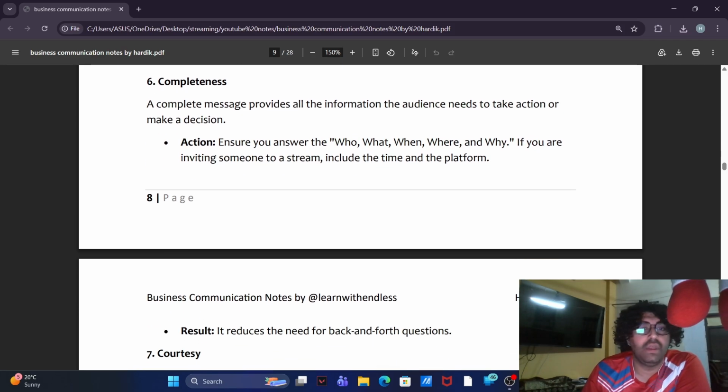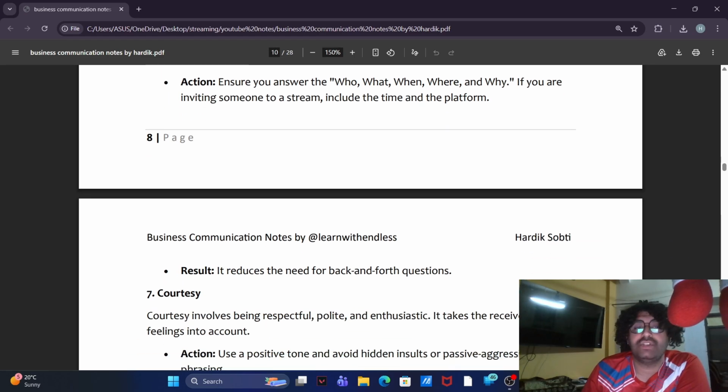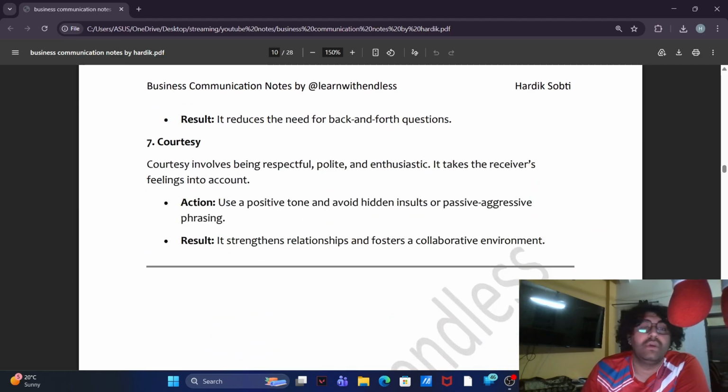Number six, completeness. A complete message provides all information the audience needs to take action or make a decision. Action. Ensure you answer the who, what, when, where, and why. If you are inviting someone to a stream, include the time and the platform. Result. It reduces the need for back and forth questions.